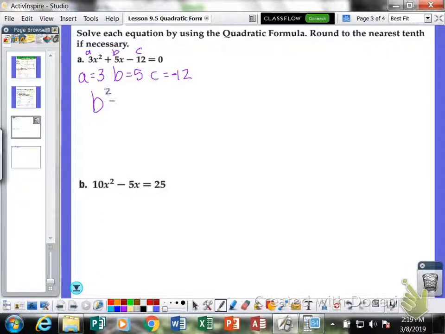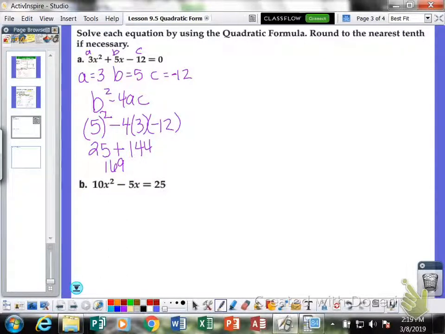All right, so I'm going to apply my discriminant. So b squared minus 4ac. 5 in parentheses squared minus 4 times a times c, which is negative. 25 plus, because a negative and a negative, 12 times 12 is 144. Because 4 times 3 is 12, times 12 is 144. Add them together, and I get 169. Which is positive, so I should end up with 2 real solutions, okay?